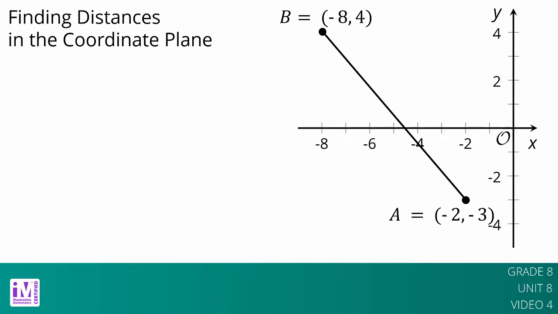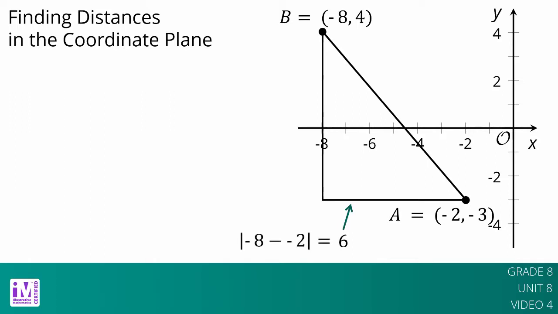Think of the distance between A and B, or the length of segment AB, as the hypotenuse of a right triangle. The lengths of the legs can be deduced from the coordinates of these points. The length of the horizontal leg is 6, which can be seen in the diagram, but it is also the distance between the x-coordinates of A and B, since the absolute value of the quantity -8 minus -2 equals 6.